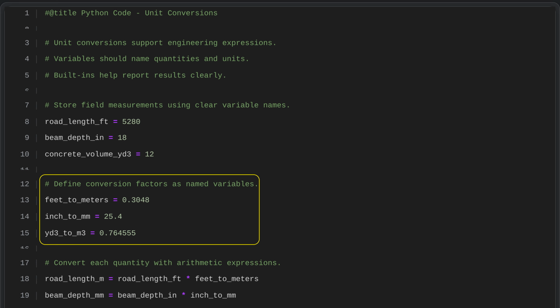Define unit conversion factors as named values to make engineering code clearer and easier to maintain. Common factors include converting feet to meters, inches to millimeters, and cubic yards to cubic meters. Keeping these values explicit helps ensure measurements are transformed accurately between unit systems.